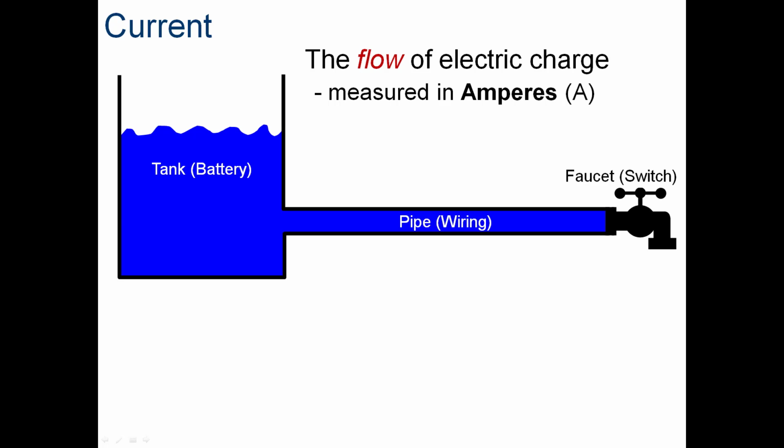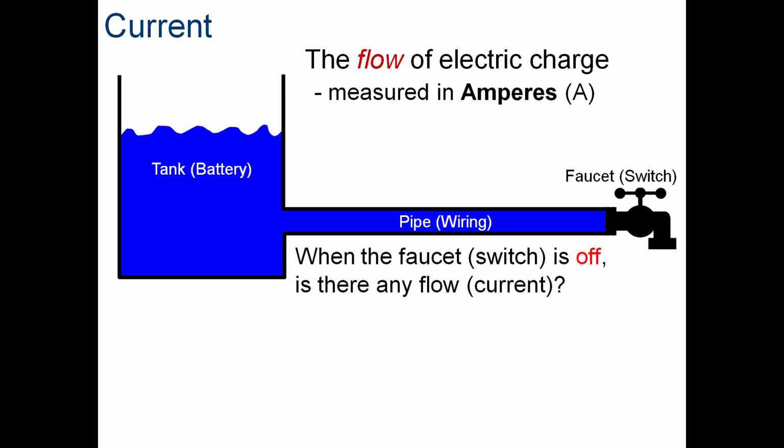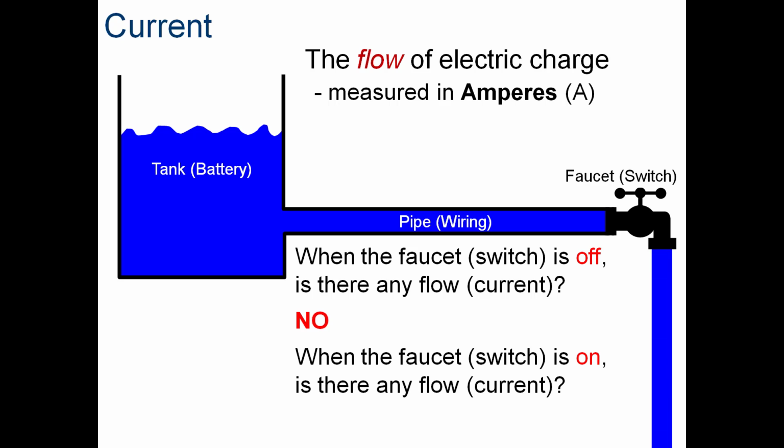But let's talk about the flow of electric charge. That's measured in amperes. It's defined as 1 coulomb of charge flowing per second. Remember, I said 1 electron provides 1.602 times 10 to the minus 19 coulombs, so it's a whole bunch of electrons flowing. If the faucet is off, is there any flow? No. That's the equivalent of the electrical circuit switch being off. When I turn the switch on, then there's flow. The water flows. The current flows.